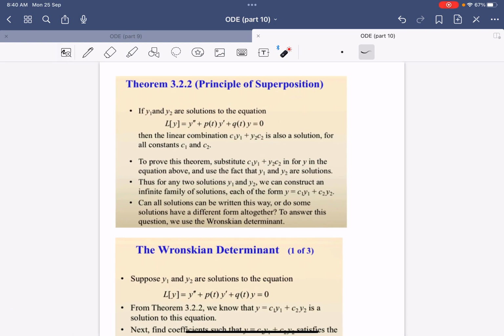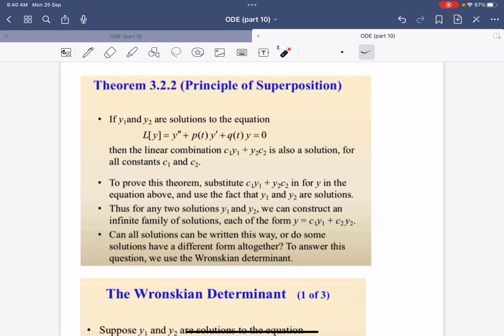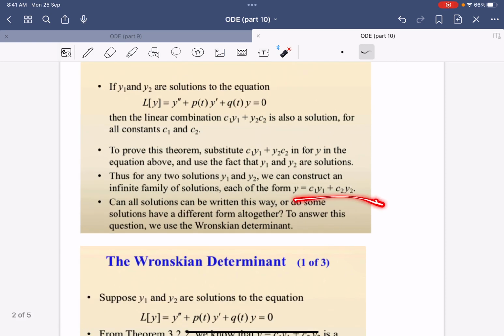Now we lead to the next theorem, which is known as the principle of superposition. If y1 and y2 are solutions to this equation, then a linear combination will also be a solution. To prove this, it is not hard to see that when you substitute the linear combination into here, it still shows that it is a solution. And so for any two solutions, we can construct an infinite family of solutions of the form y equals c1y1 plus c2y2.